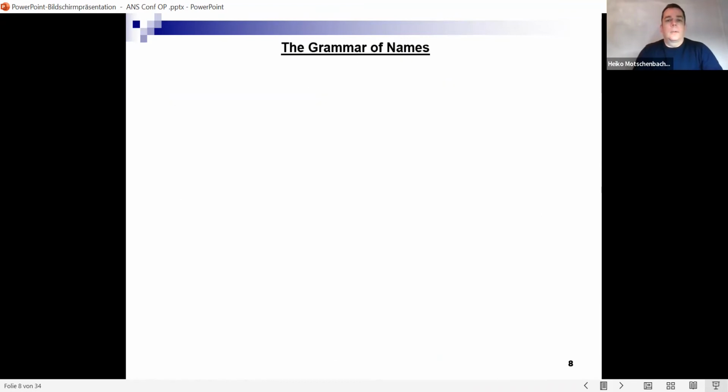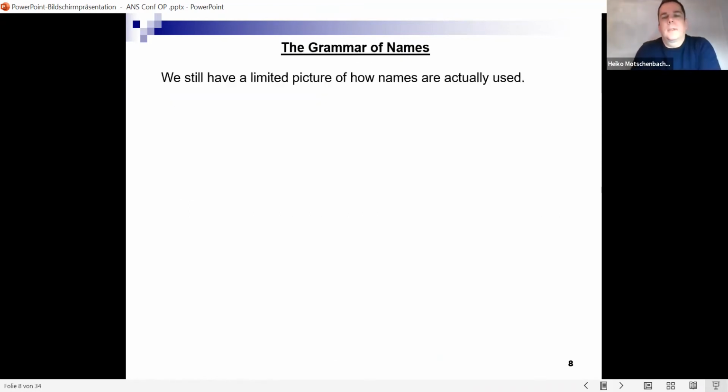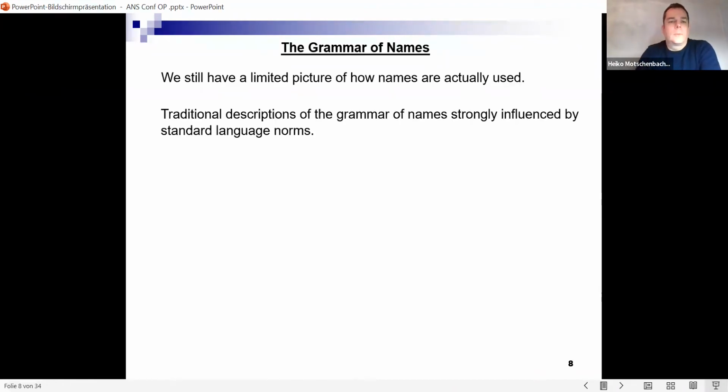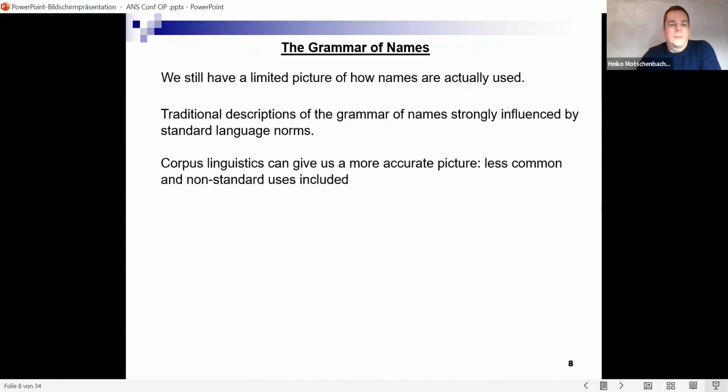Right, so when we talk about the grammar of names, we would have to say that we still have a fairly limited picture of how names are actually used. Of course, we do have descriptions of name grammar, so to speak, but they are strongly influenced by standard language norms. So these descriptions are rather about how names should be used, ideally, than how they're actually used in concrete language data. So I think corpus linguistics can give us here a more accurate picture, because it would also give us access to less common and non-standard uses in which names are involved.